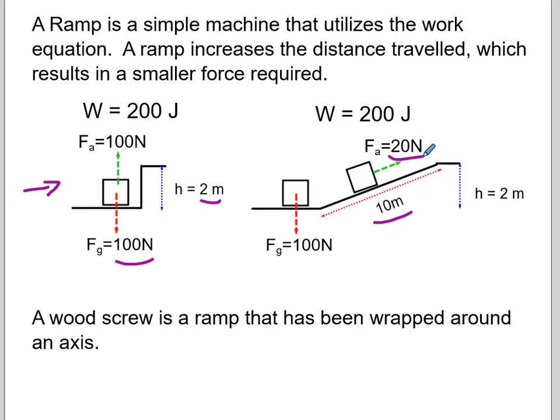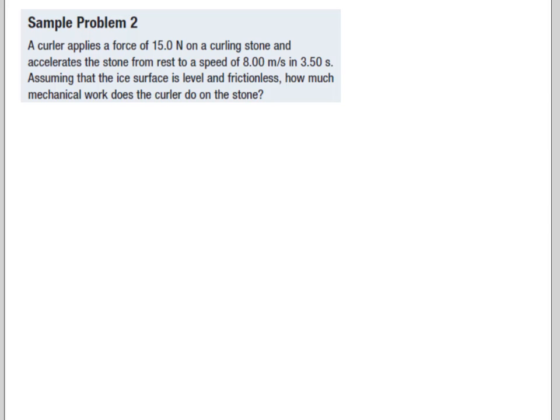If you've ever seen a wood screw or a bolt, just from an interest standpoint, a wood screw is basically a ramp that's been wrapped around an axis. Okay, sample problem. I'll take a shot here.